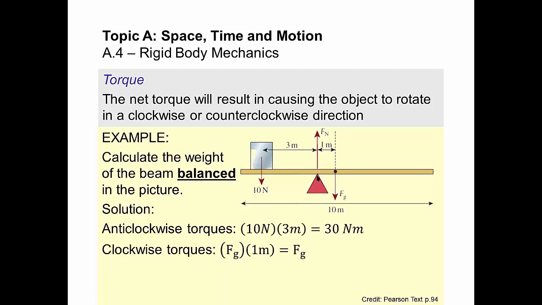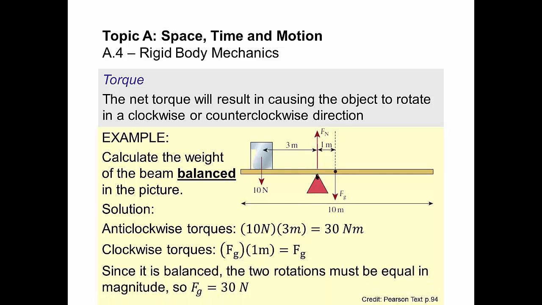The clockwise torque is equal to the weight of this body. We don't know the weight, but we know that the center of mass of this bar is 1 meter away from the pivot. So we know that these are balanced. Since it's balanced, the two rotations must be equal in magnitude, so Fg is equal to 30 newtons. So that's the downwards force. So in other words, the object weighs 30 newtons, or the mass is around 3 kilograms.